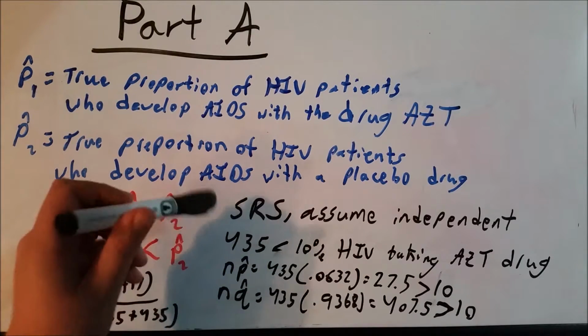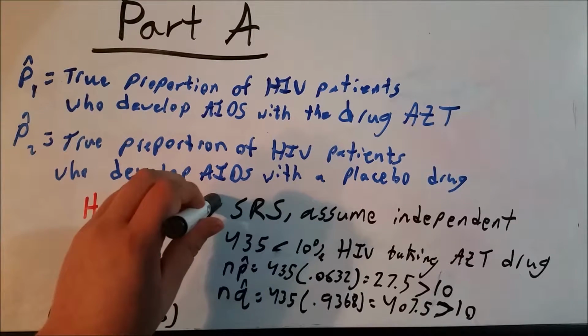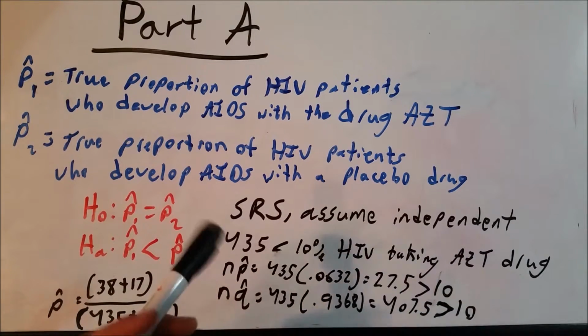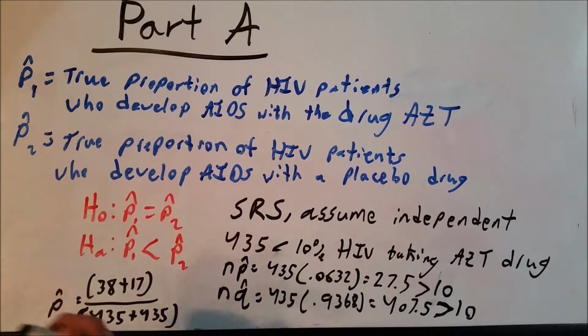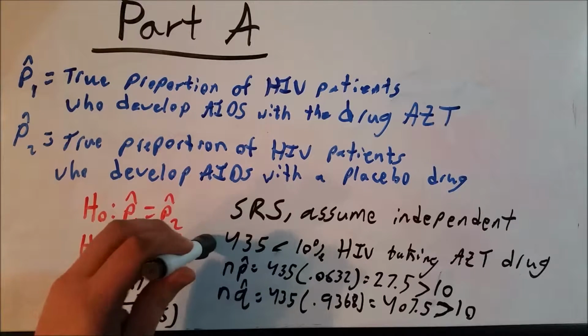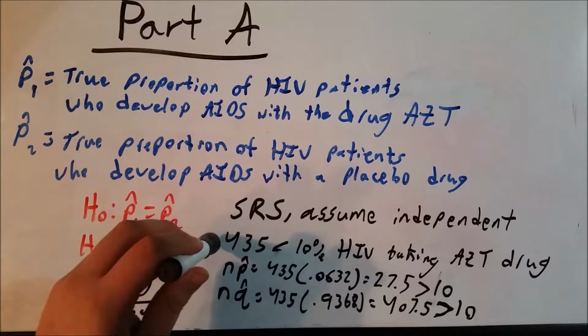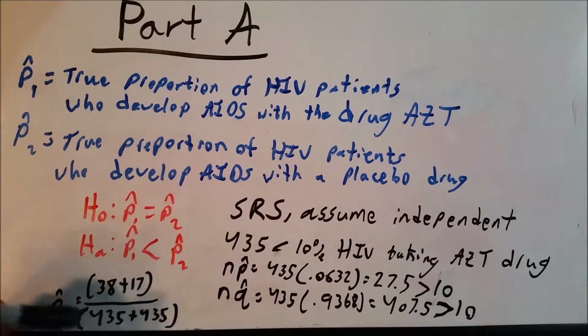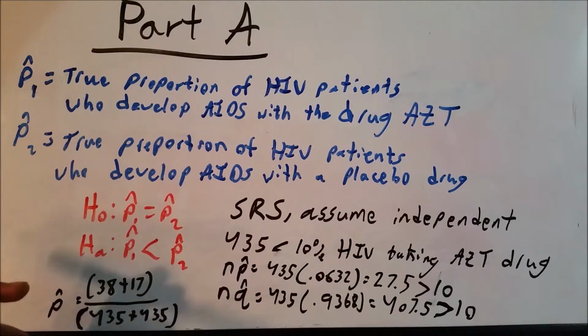And after that, you have to use your assumptions to see if we can actually do the test. And in the problem, it states that it is an SRS, and we assume they're independent. So each patient doesn't have an effect on the other patients. And then we have to see if 10% or 435 is less than 10% of the HIV patients taken AZT drug, which it is.